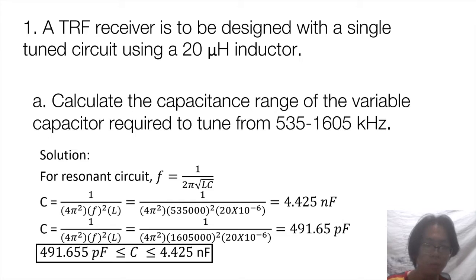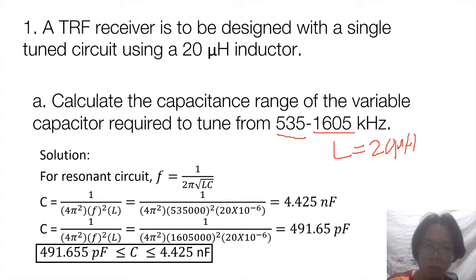Okay. First, we write the given. We have an inductance given that is L equals 20 microhenry. And we have our frequency range, 535 kilohertz and 1605 kilohertz.